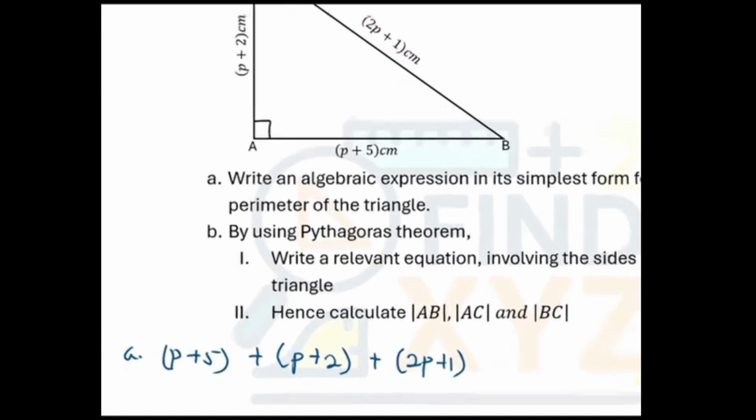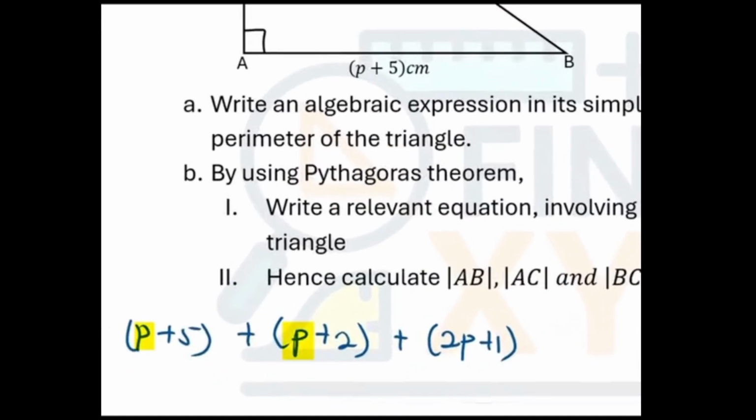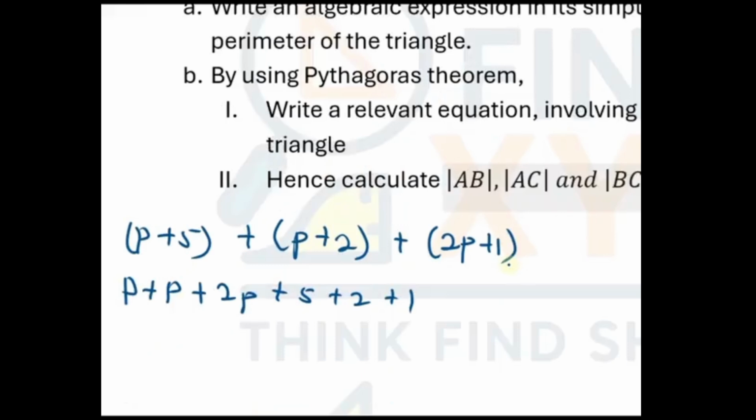Now let's simplify this. We have P, another P, and 2P. So in all, how many P's? So that will give us P plus P plus 2P. We can put them together because they are the same. Then we have 5, 2, and 1. We also put that together. So 5 plus 2 plus 1. So what is P plus P plus 2P? How many P's? 4 P's. Plus 5 plus 2, that will give us 7 plus 1, that will give us 8. The perimeter of this figure is 4P plus 8. That is the first part.